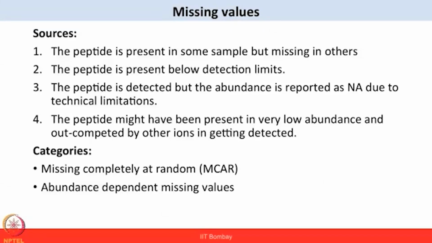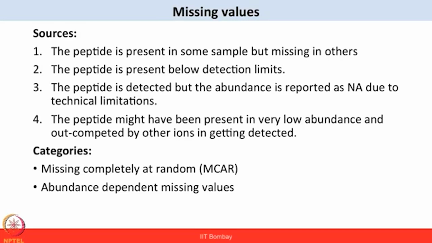And this can happen due to various reasons. The peptide may be present below the detection limit in the sample, or the peptide is detected but abundance is reported as NA, not applicable, due to technical limitations. In the data analysis step missing values can be imputed, and there are many methods for imputation of missing values, and missing value imputation should ideally rely on the reason behind getting a missing value.